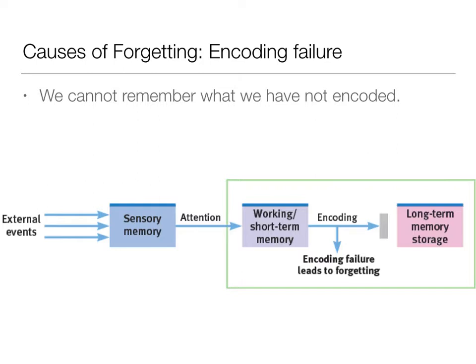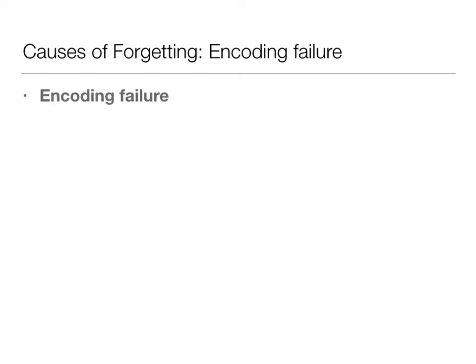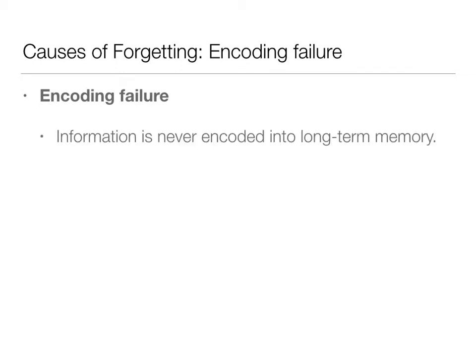There are a number of different things that can happen along the way that can cause encoding failure. This is not paying attention to it. This is something in the encoding process that doesn't get done right. Again, we're not making those connections. We're not doing that kind of feedback loop between long-term memory and working memory. Something is creating this encoding failure, so this information is never encoded into long-term memory. If it's not encoded into long-term memory, there's no way you're going to be able to remember it.